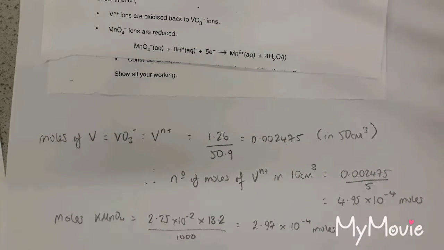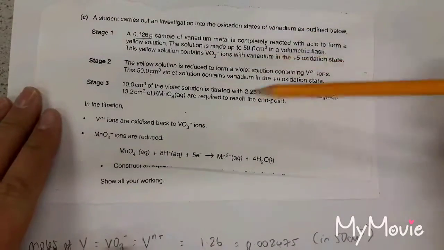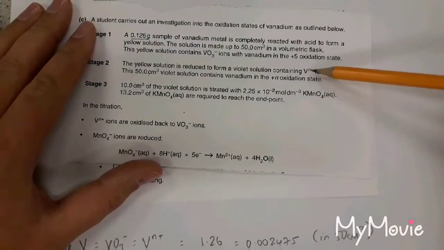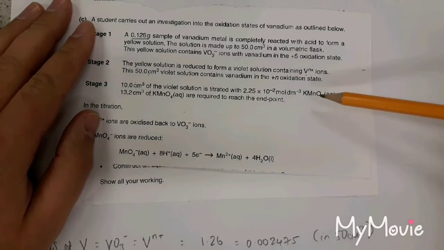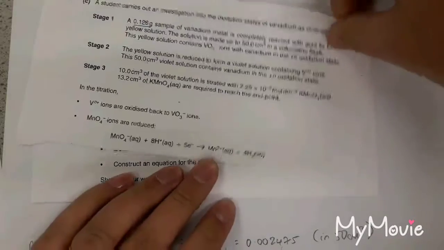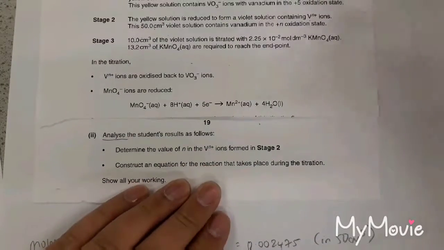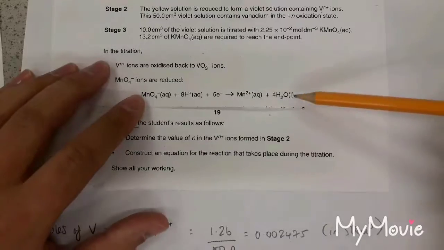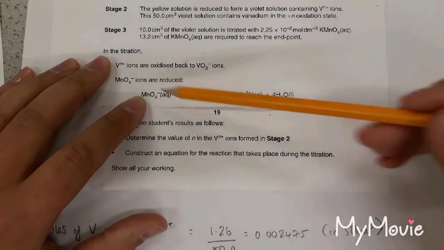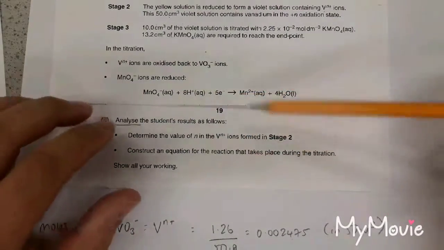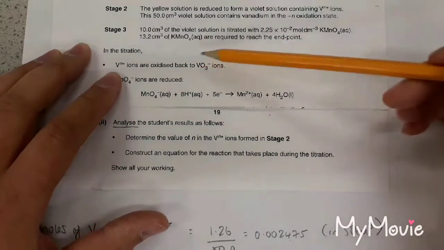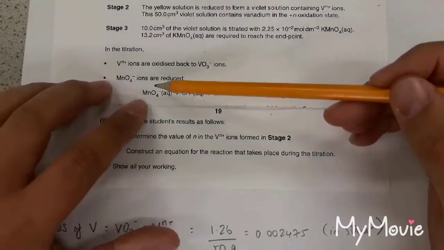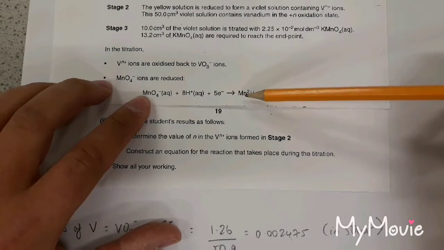Okay, so from the information I've got here, that is all I can do from the numbers I've been given. I've got moles now of the vanadium ions that were involved in the titration, and I've got the moles of the manganate ions that were involved in the titration. So we've been given the half equation here to indicate what's happening to the manganate ions in the titration, but we've got nothing other than a statement here telling us what's happening to the Vn+. We know Vn+ is oxidizing back to the VO3-, therefore the MnO4- is reducing to Mn2+.